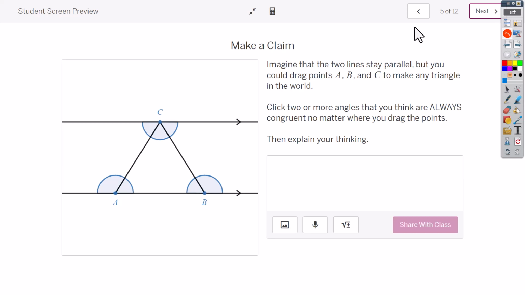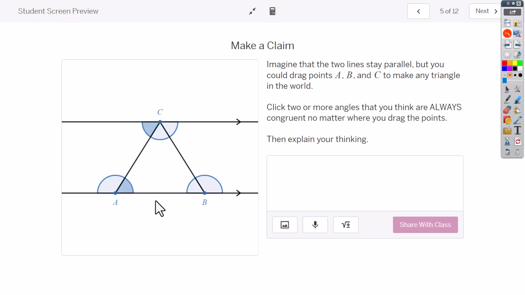The next two slides focus on a triangle. We're asked to make a claim imagining that the two lines stay parallel, but I can drag points A, B, and C to make any triangle in the world. So if I could drag A, B, and C anywhere I wanted, and these two lines stayed parallel, I'm going to click two angles that I think are always going to be congruent no matter where I drag those points to. And I'm going to choose these two.